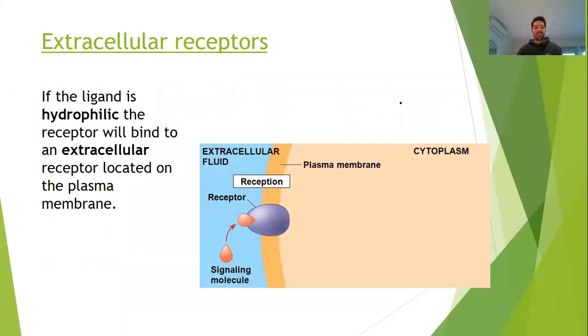So why do we have the two different types of receptors? Well, if the ligand is hydrophilic, which means it loves water, it can't easily get inside the cell. So the ligand will actually bind to a receptor which is located on the outside. So you can see in this diagram, this is our ligand or our signaling molecule. It's hydrophilic, so it's going to bind to a receptor on the outside of the cell.